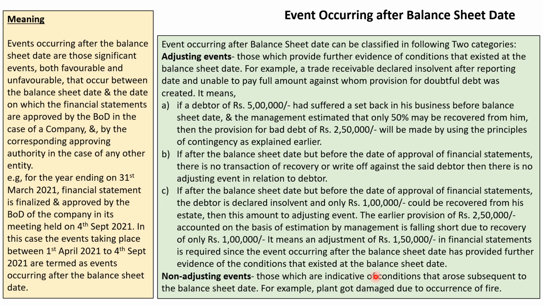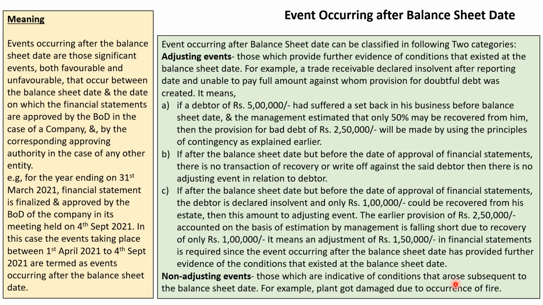These are those items which are indicative of conditions that arose subsequent to the balance sheet date. They are the events which were never in existence on the balance sheet date. They happened only after the balance sheet. Therefore, there is no need to record them in the balance sheet. For example, a plant got damaged due to occurrence of fire in the month of August.